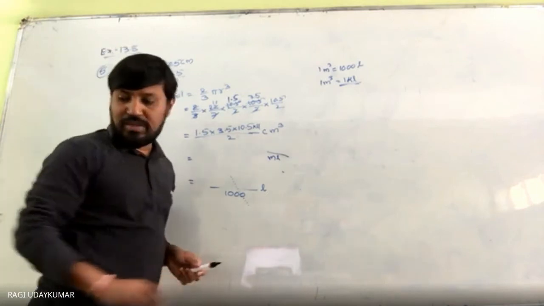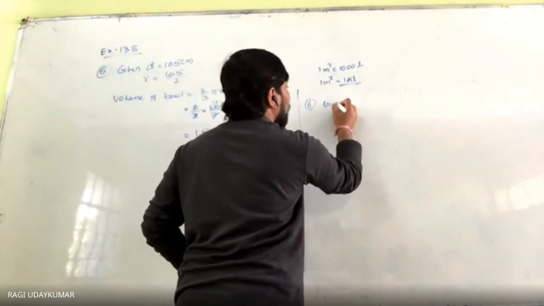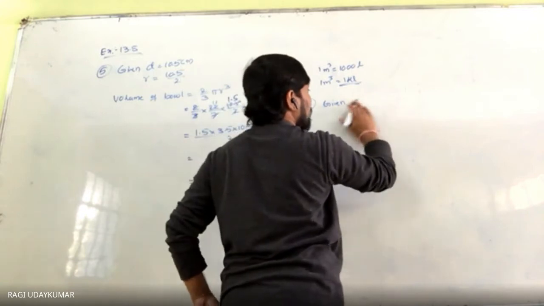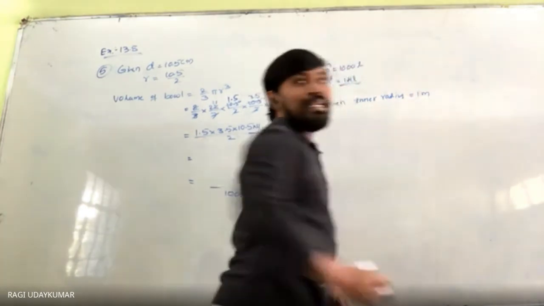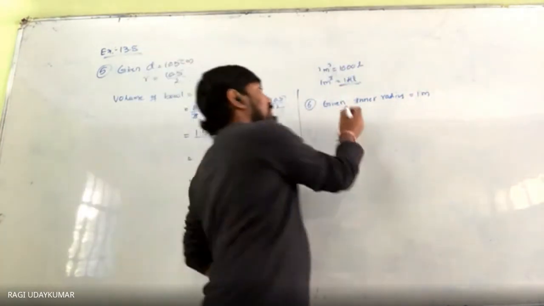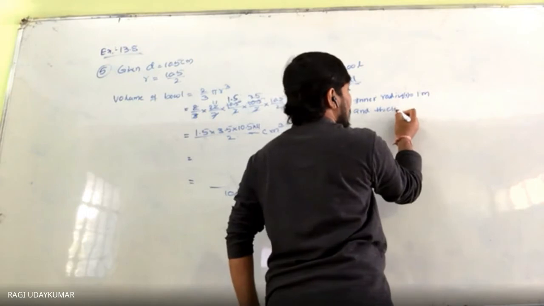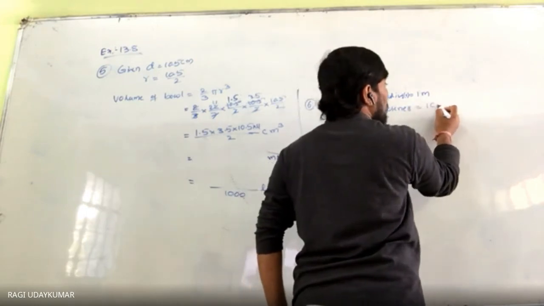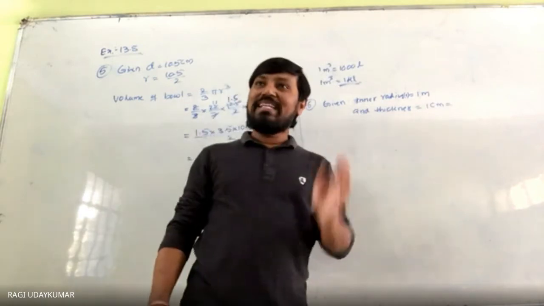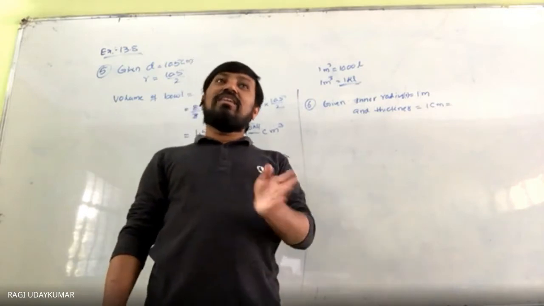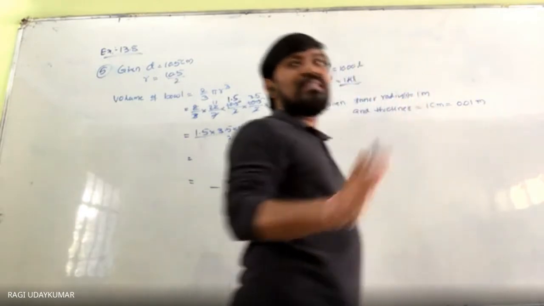So here what to do in this situation? Given: inner radius is equal to 1 meter, and this you consider as small r, and thickness is equal to 1 centimeter. 1 centimeter is equal to how many meters? 1 meter is equal to 100 centimeters, so 1 centimeter is equal to 1 by 100, that is 0.01 meters. We have to express in meters.